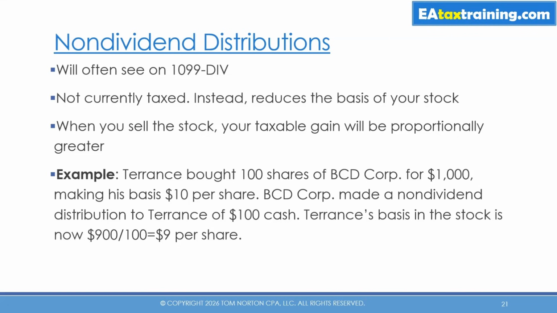So, for example, Terrence bought 100 shares of BCD Corp for $1,000, making his basis $10 per share. BCD Corp then made a non-dividend distribution to Terrence of $100 in cash. So now Terrence's basis in the stock is $900. So what's his total investment in the stock? Well, originally he invested $1,000, but he got $100 of that back. So now he has only invested $900 in that stock. So his basis is $9 per share.